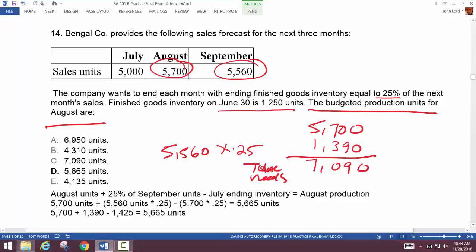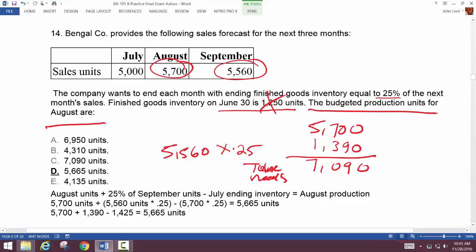Since they told us that they had 1,250, oh no, that's not relevant, because June is not the month that comes before August. July is, right? I got sucked into their trap. So they gave me a distractor there. I should ignore this. That's not relevant.